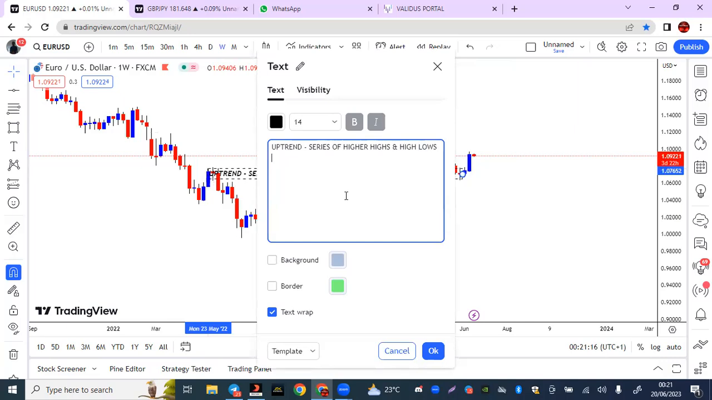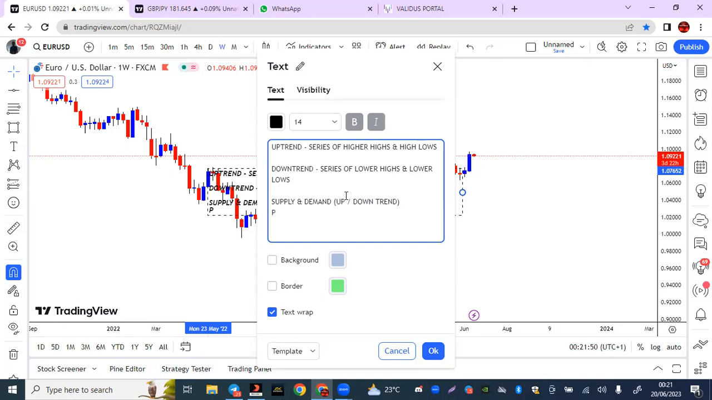While for a downtrend, price is going to be forming a series of lower highs and lower lows. For supply and demand, for an uptrend or downtrend, we have an additional definition to this.